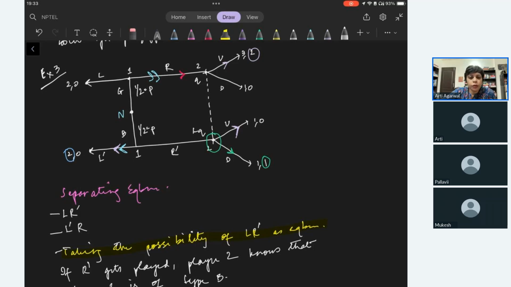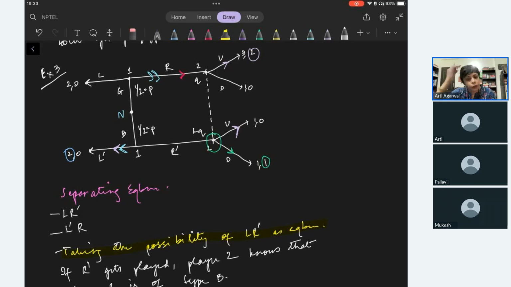Whereas if player 1 chooses L prime, his payoff is 2. I've circled 2. Yes, because player 2 is anyways playing the strategy U. Now player 1 is thinking between L prime and R prime. If he plays R prime, player 2 is going to choose U and he's going to get a 1. If he plays L prime, he's going to get 2. So he's obviously going to choose L prime. The same logic we have always used in backward induction.